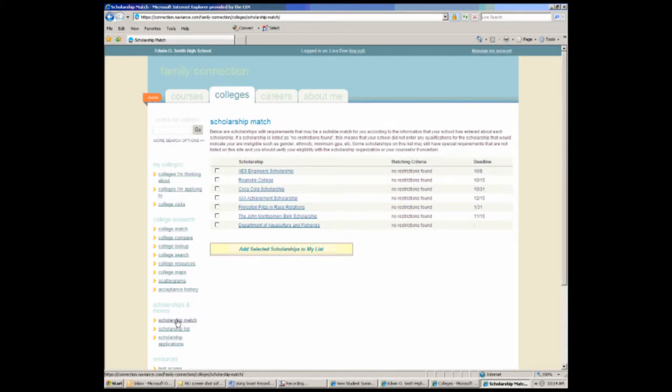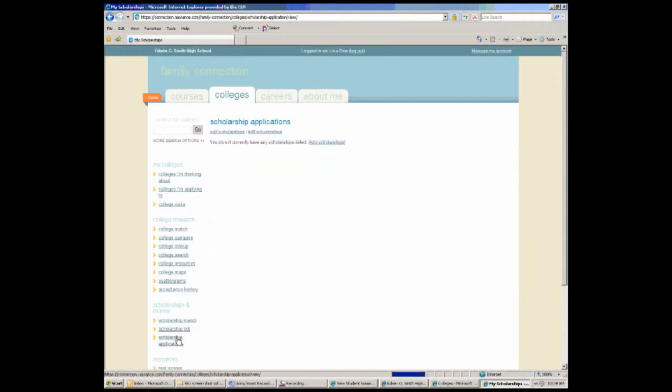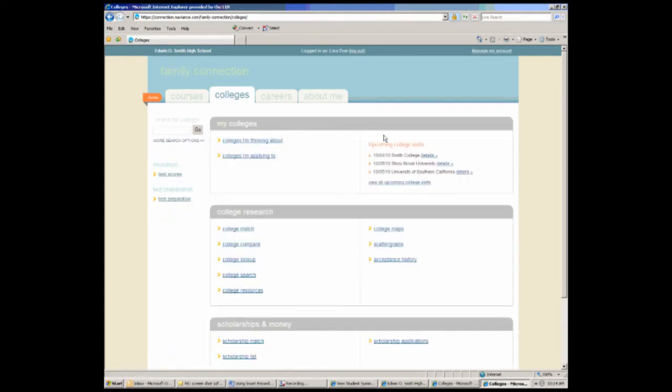There's acceptance history. There's information on scholarship matches. We do list scholarships as they come into our office. We post this information on Naviance frequently and update this on a weekly basis. Scholarship applications are available as well.